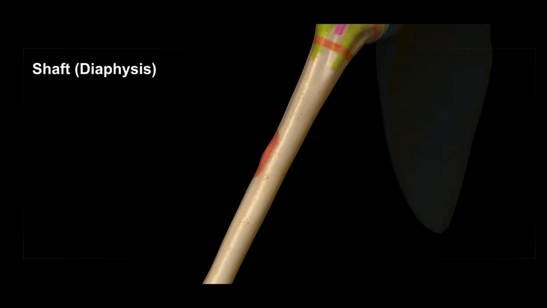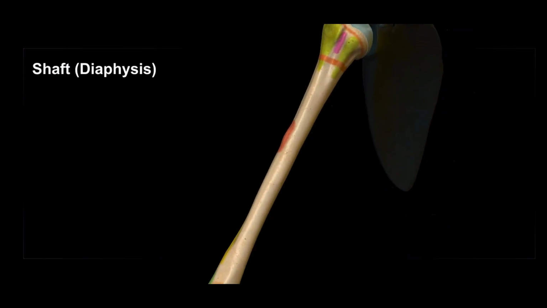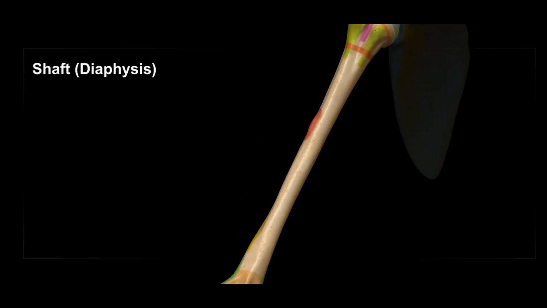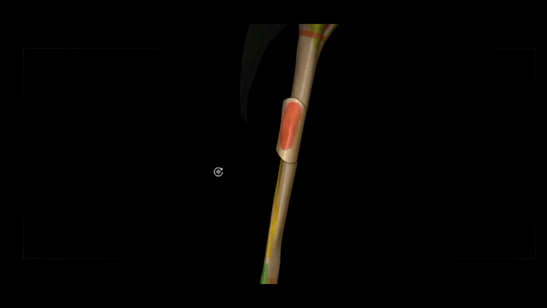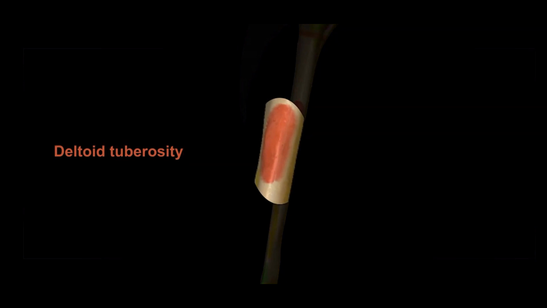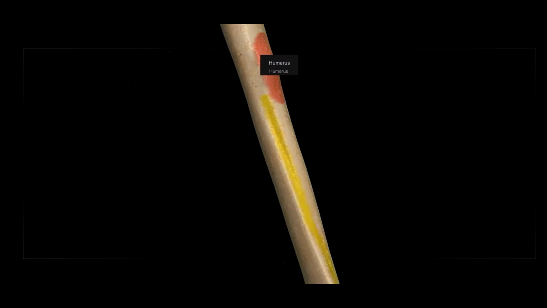The middle region of humerus is known as diaphysis or shaft. It contains two landmarks. Number one is deltoid tuberosity, and number two is radial groove, which gives a path to a radial nerve.